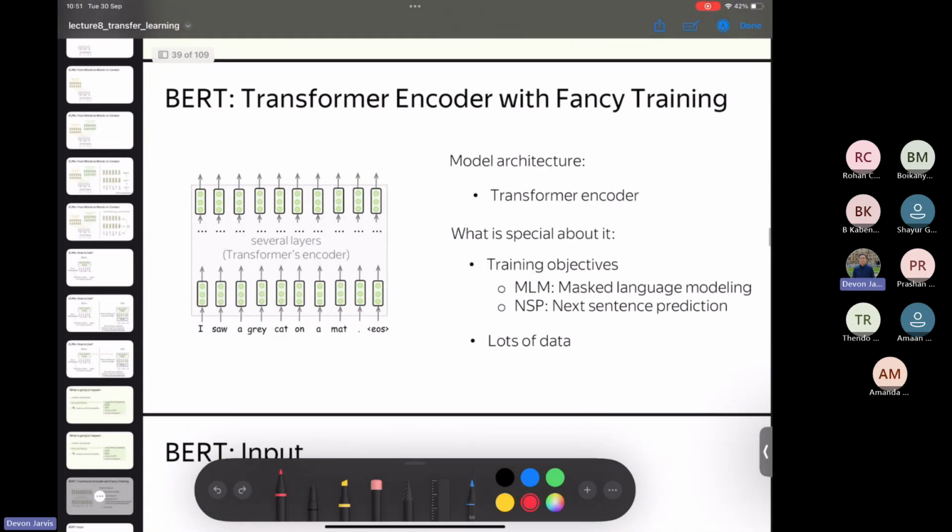All right, if there's no questions on ELMo, we can move on to BERT.